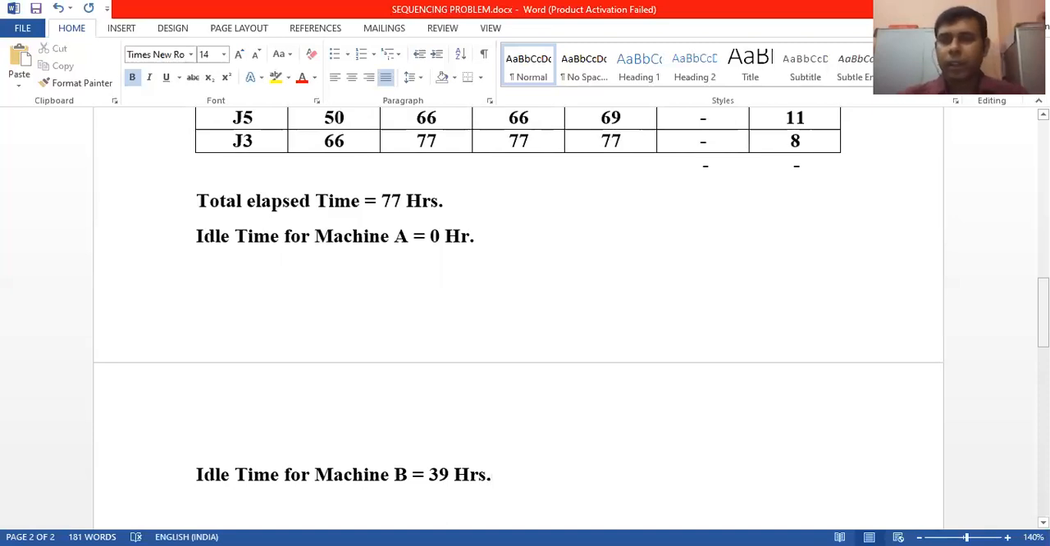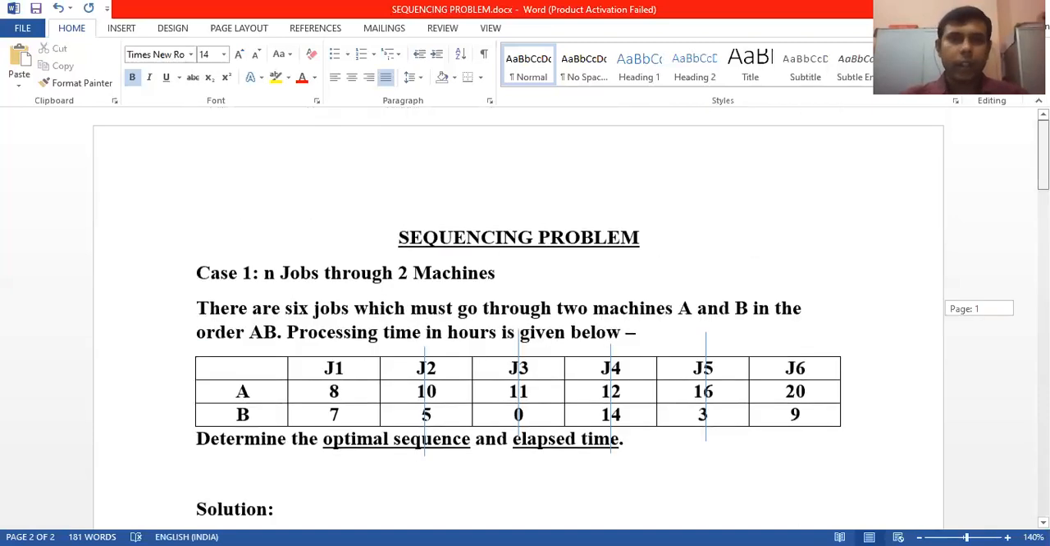Right? Now this is case 1 for the sequencing problem. We have 3 more cases to be discussed that will be discussed in the subsequent lectures.